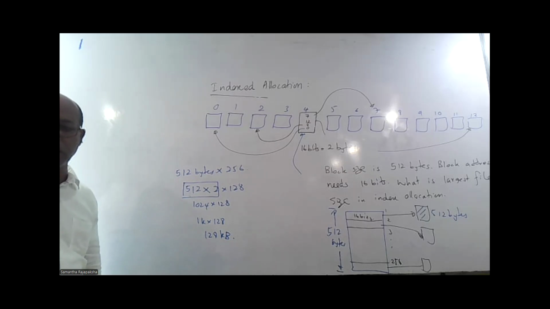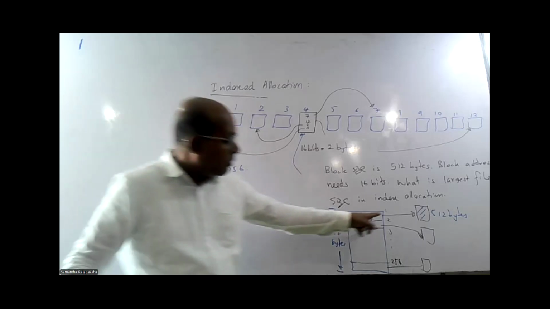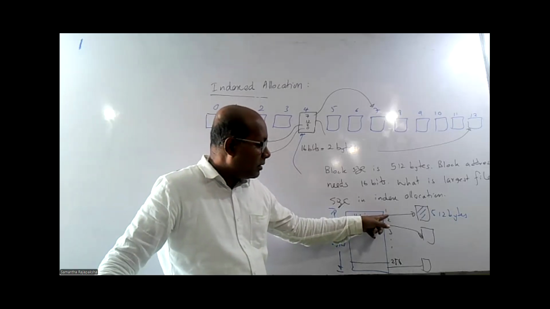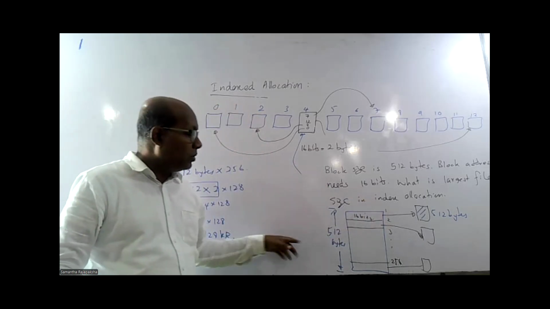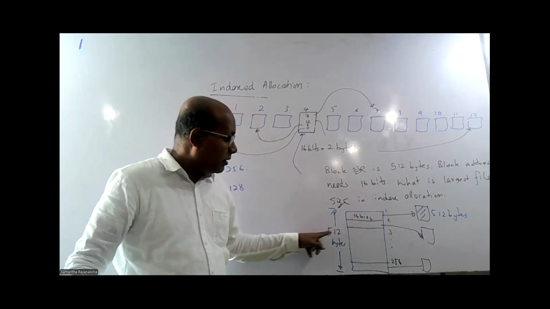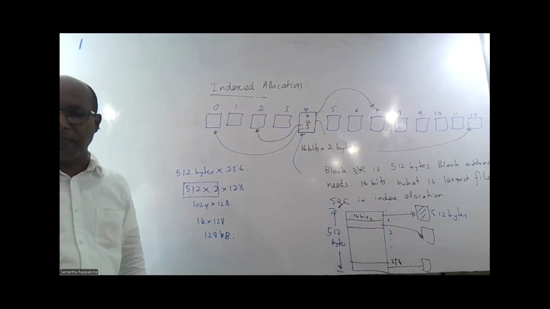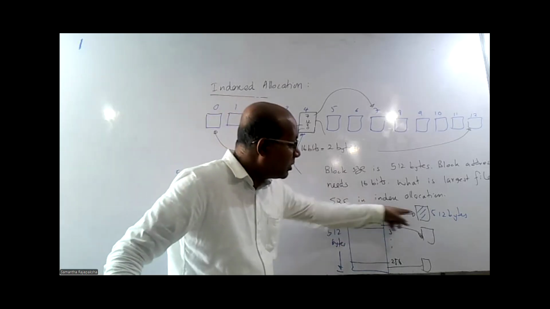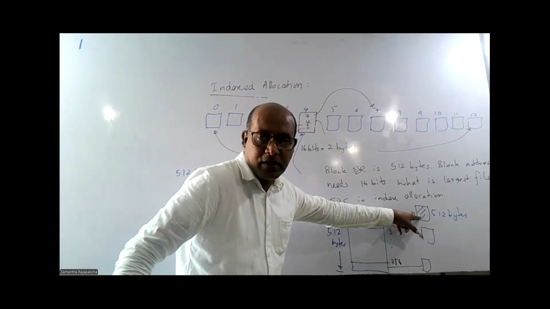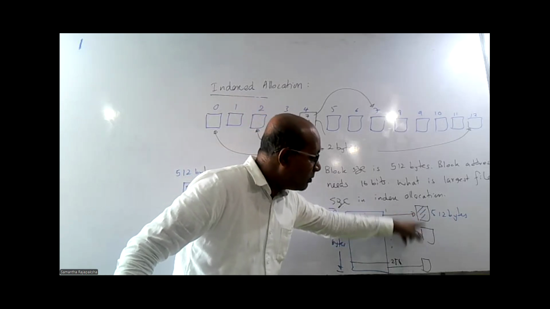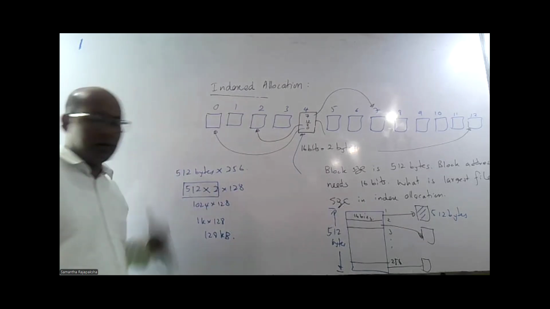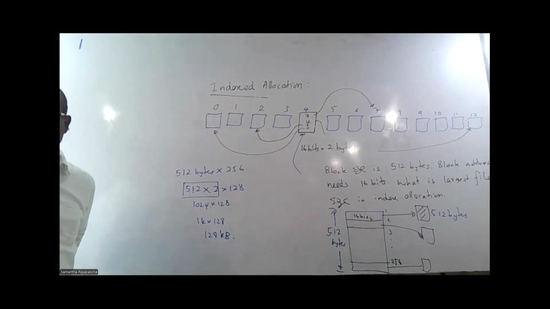For me, I can't understand how 256 came, sir. Because here, how many pointers can you get? 512 divided by 2, and the address is 2 bytes. Then 512 divided by 2 is 256 pointers. And one pointer goes to 1 block. 1 block is 512. Then how many such blocks? 512 into 256.